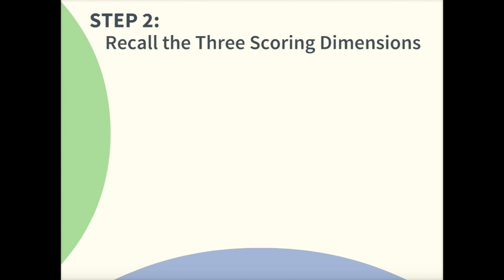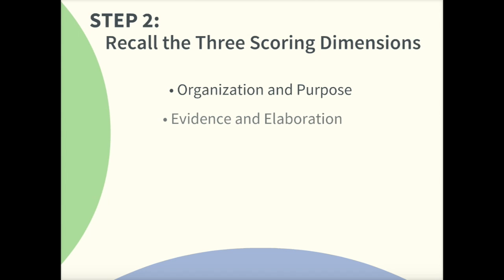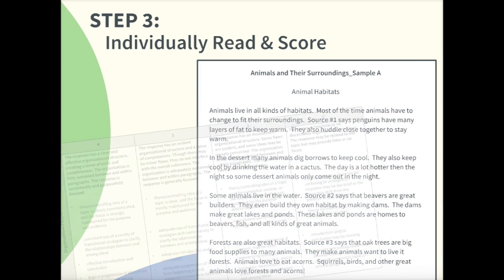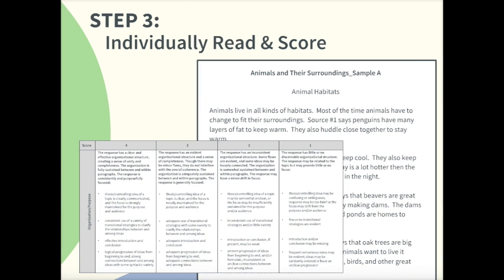Step 2 in the scoring process is to quickly review the relevant scoring rubric to remind yourself of the scoring dimensions to keep in mind as you read the student sample. Finally, it's time to individually read and score the student sample. At this point, pause the video, find the student sample and the scoring rubric. Please review the rubric, then read the sample, keeping the rubric criteria in mind.